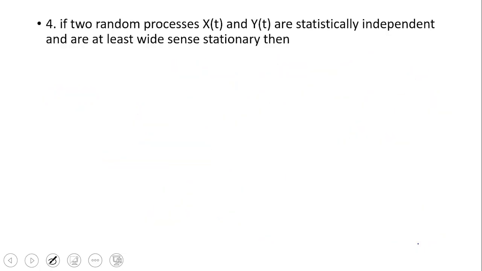Okay, now we'll go for the fourth property. Two random processes x of t and y of t are statistically independent.